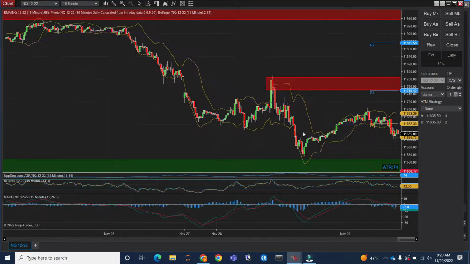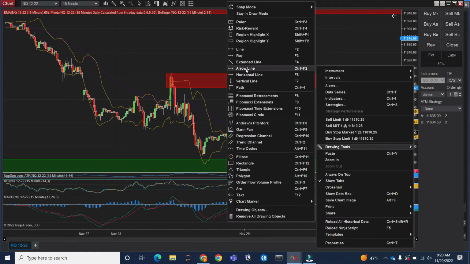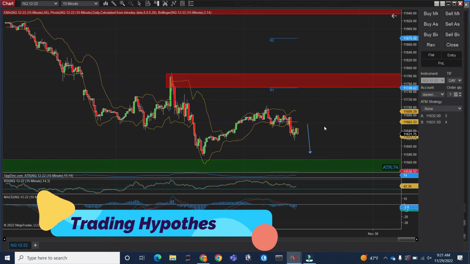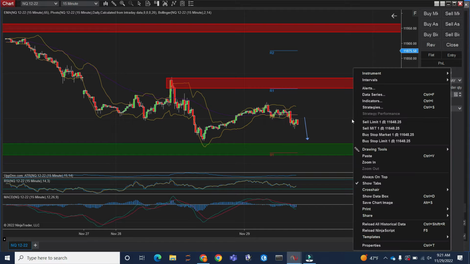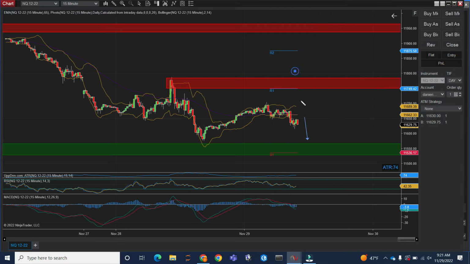So now we're going to our 15-minute time frame, and we have our first hypothesis. Our first hypothesis is that we're looking for price to slightly move up to the 65 EMA, then return downward to the demand level.